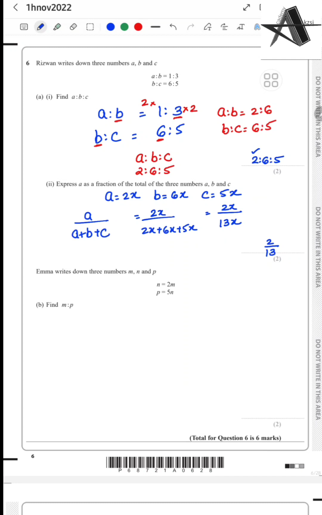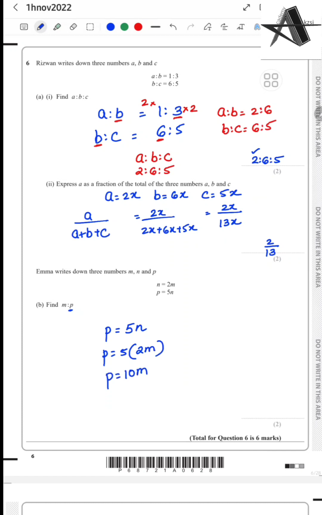That means let me convert P in terms of M as well. N is 2M, P is 5N. So first put the value of N here. P is equal to 5N. N is already given as 2M, so in place of N put 2M. So P is equal to 10M.